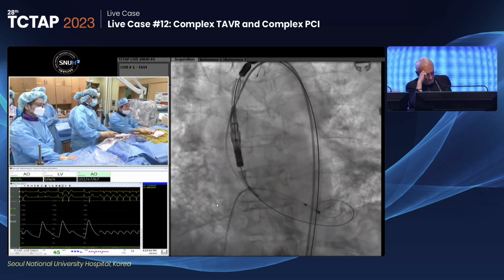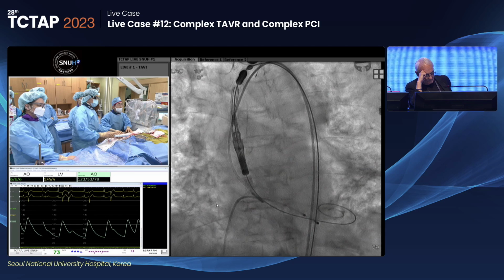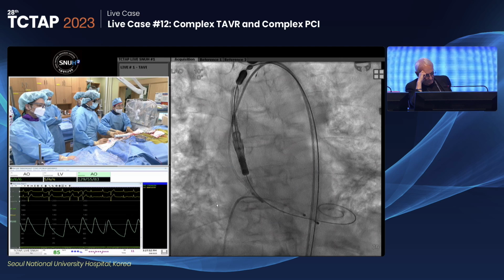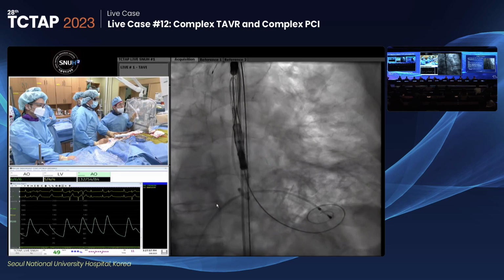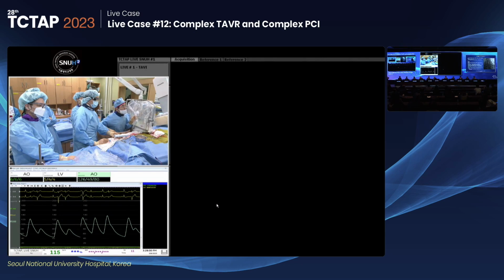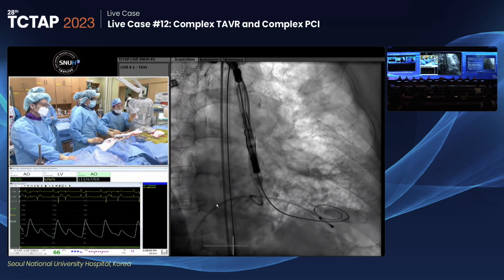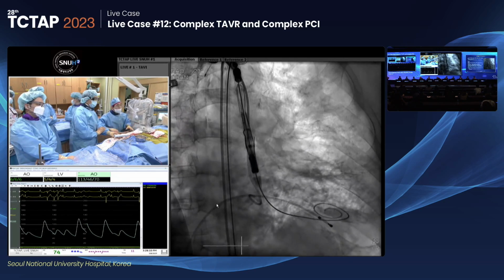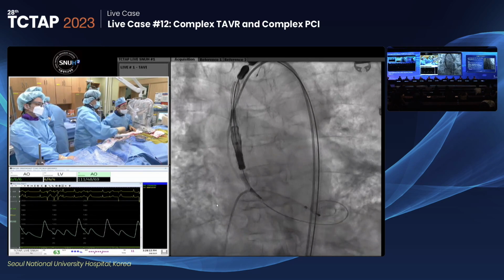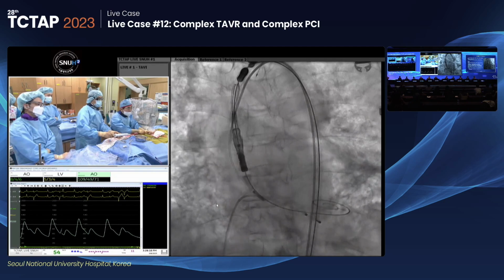Professor Kim, the Safari wire, what wire do you use? Is it the Safari wire? Okay. Then I check the third free cell on the RA view. As you can see, the third free cell is on the anterior side. Then we can expect the free cell location is well aligned, away from the coronary ostium. Then I advance the whole system to the anterior annulus.